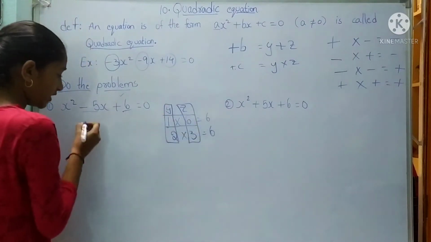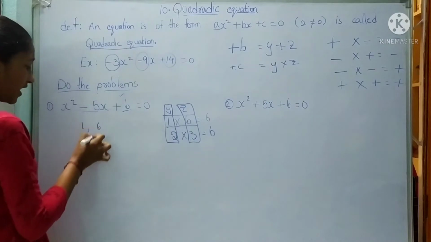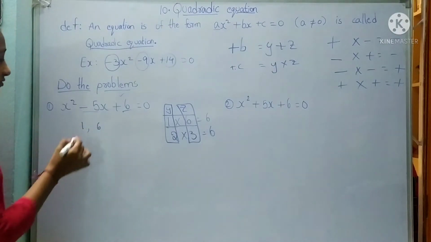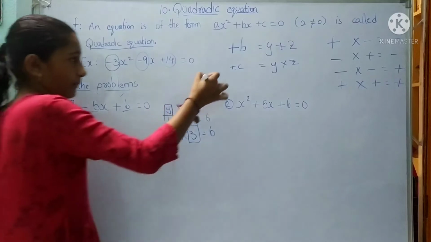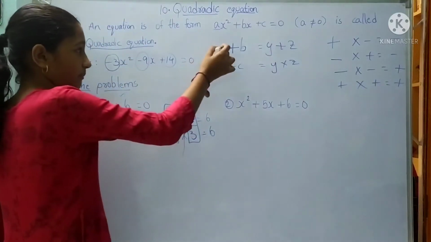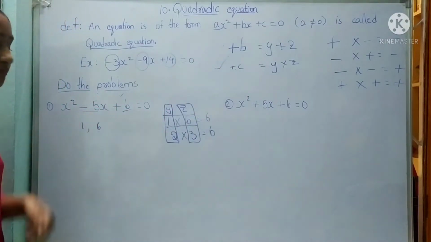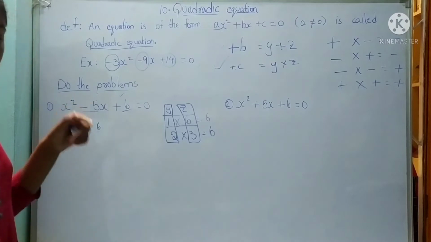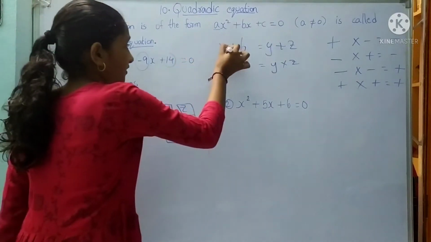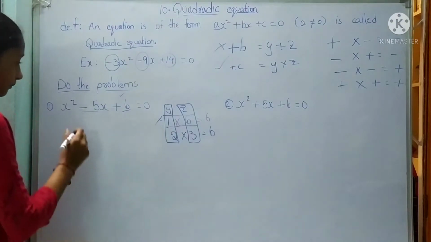Suppose we take 1 into 6. So 1 and 6 are the y and z here. 1 into 6 is 6, so this is applicable. But if we add 1 plus 6, b will not come. We need to get 5, but 1 plus 6 is 7. So it is gone. That's why 1 and 6 are not the right pair. Wrong answer.